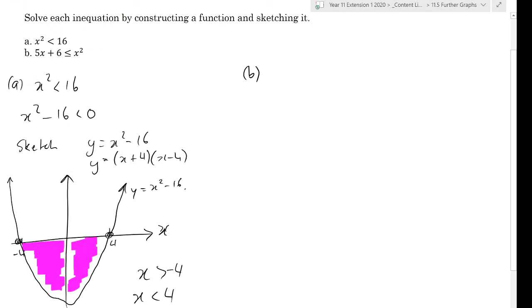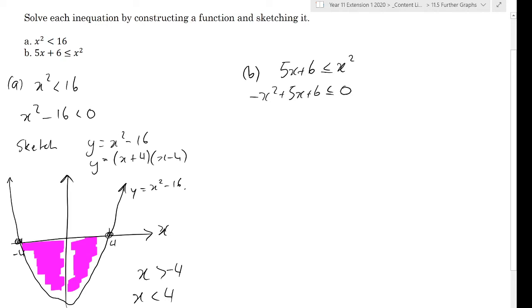Okay, part B, 5x plus 6 is less than or equal to x squared. Again, we're going to move everything to the left-hand side. Actually, because we don't really want a minus in this, we might move everything to the right-hand side and do one of our tricks. Oh, no, we'll do it the other way. Move the x squared across, we get minus x squared plus 5x plus 6 is less than or equal to 0.